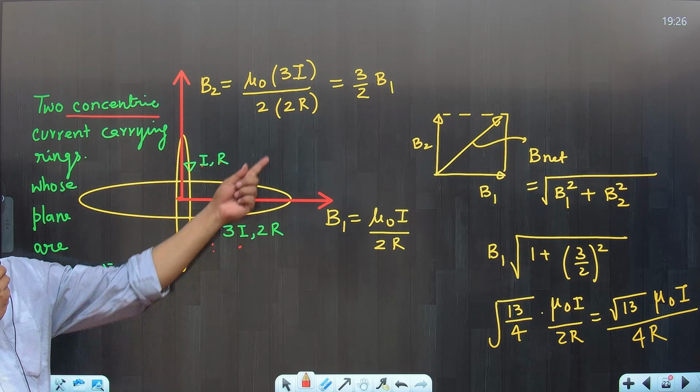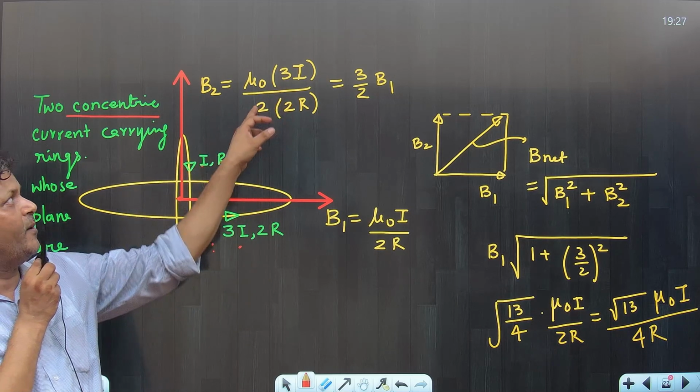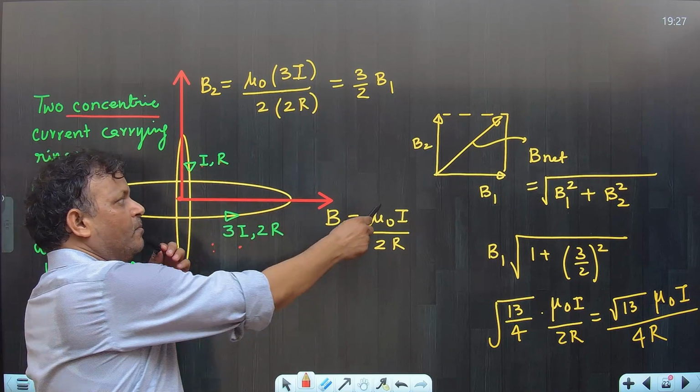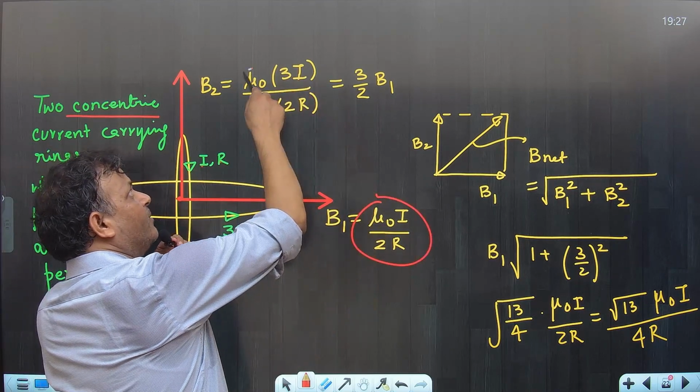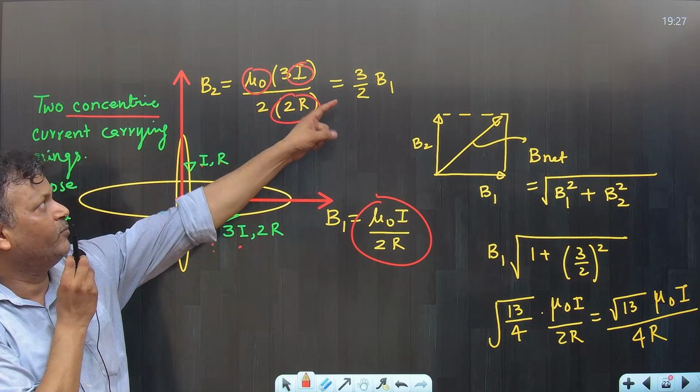For I, you will write 3I. For r, you will write 2r. So your formula is 3 by 2 mu naught I by 2r. And mu naught I by 2r was B1. So it is 3 by 2 times B1.